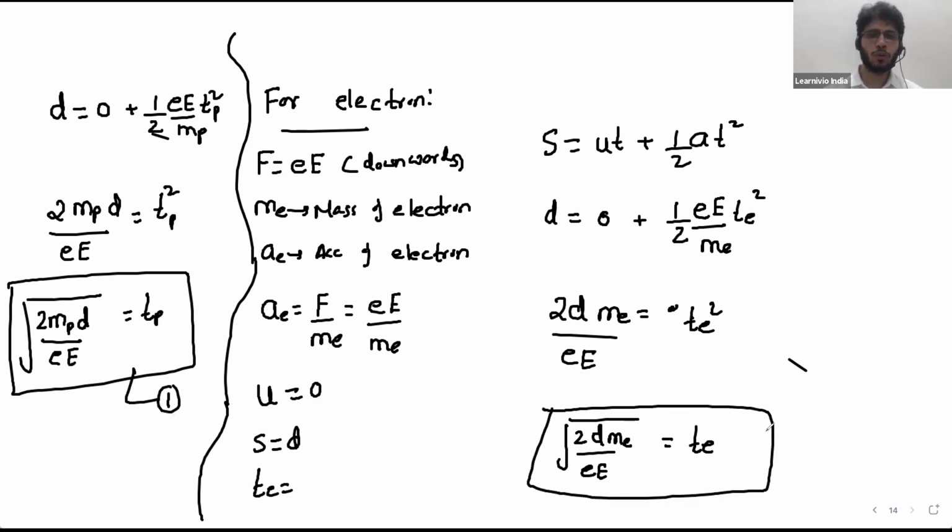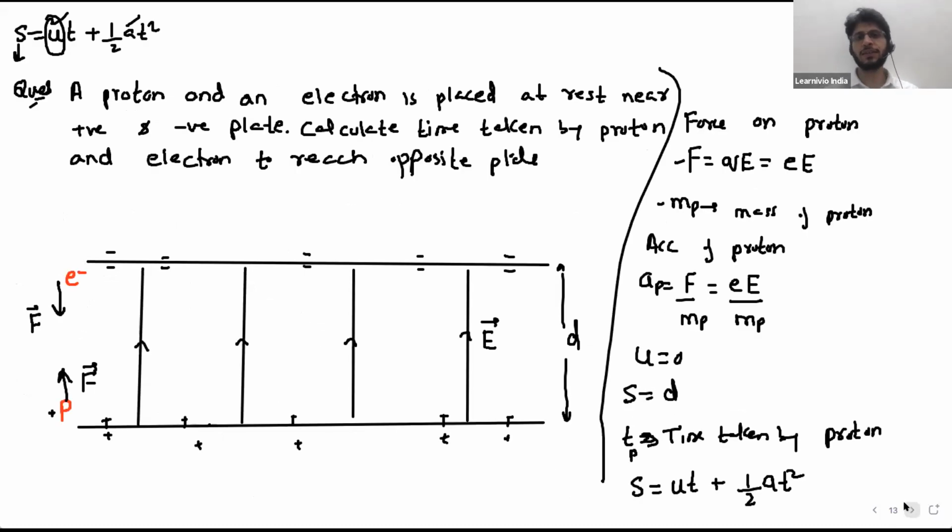Let's call this equation number 1 and this equation number 2. Is it clear? Now, note it down and try to decide which particle will take less time, electron or proton. Just note it down and tell me when you have written it.